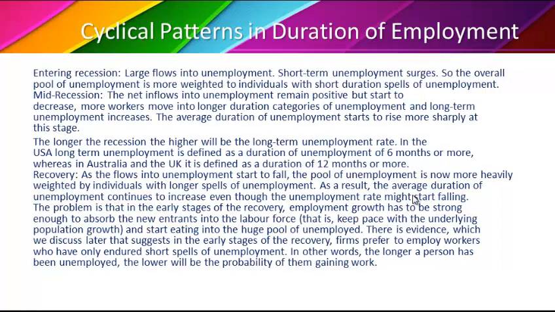Let's say there are 10 people who have been unemployed for 1 month, and 10 people who have been unemployed for 2 months, and so on, 3 months and 4 months. If those people who have been unemployed for 1 month all get jobs, then the average duration of unemployment will rise. And that's what tends to happen.